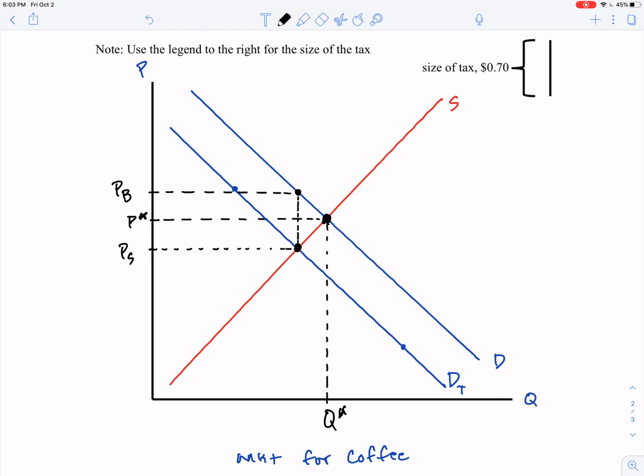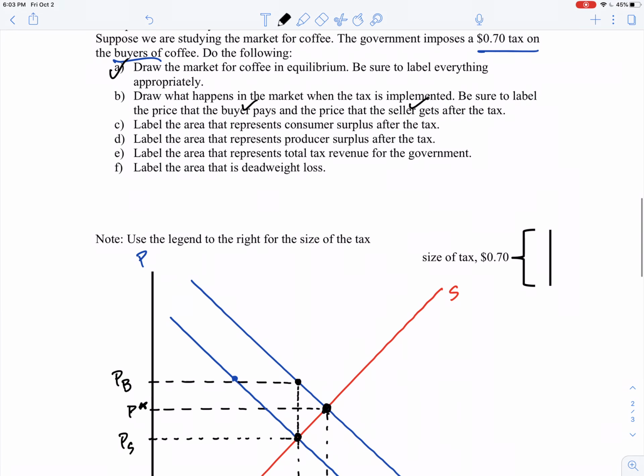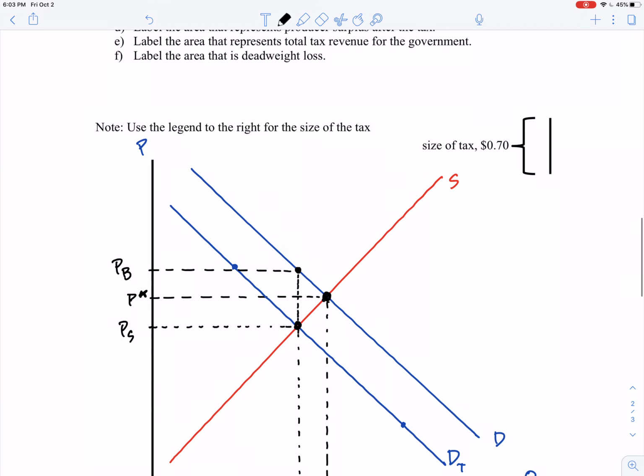Okay, so now we can go ahead and finish labeling this, right? This is the quantity after the tax, all right? And so let's go up here. We've now done part B, okay? So now, let's look at part C. Label the area that represents consumer surplus after the tax, okay?